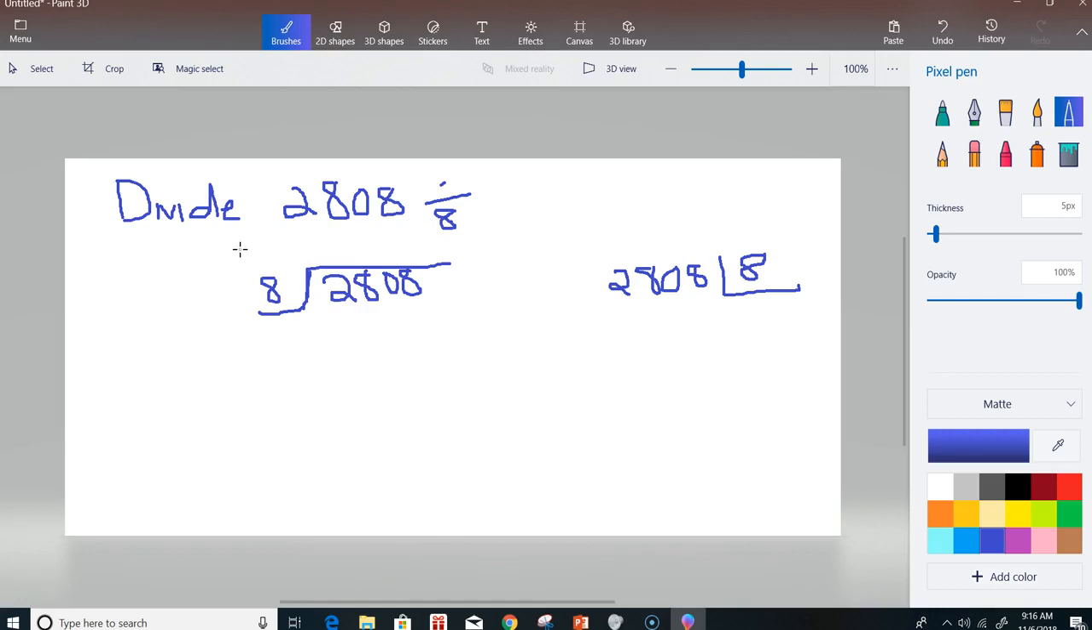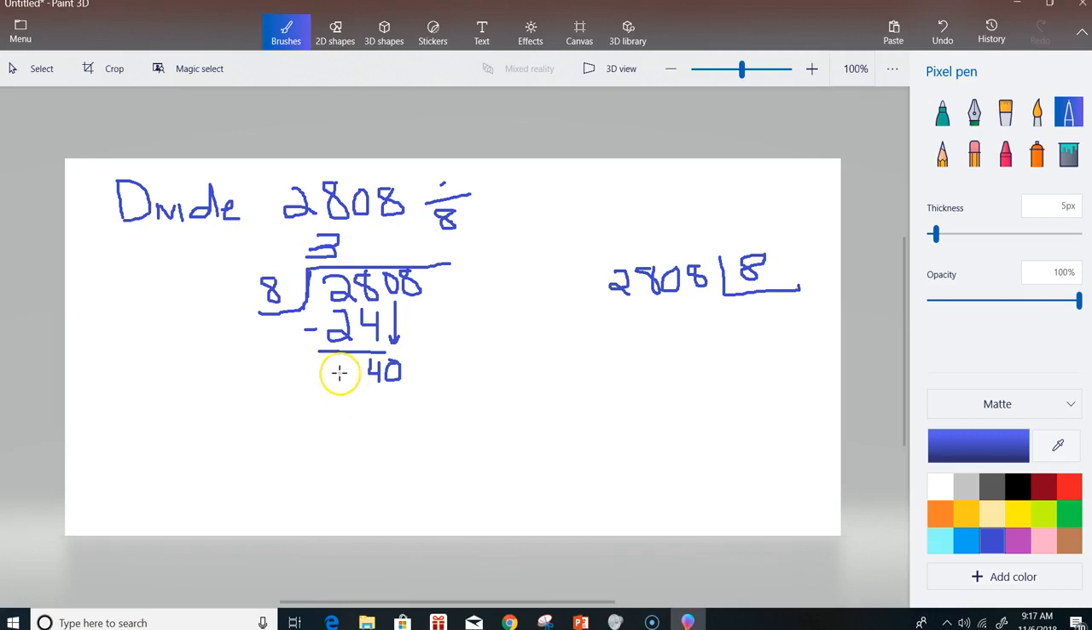So the first thing we're going to do is see what number can be multiplied by 8 to give us 28. And we say it is 3. 3 times 8 is 24. 28 minus 24 will give us 4. And then what we do is we put down the next number. In this case, it's a 0. So now we've got 40.